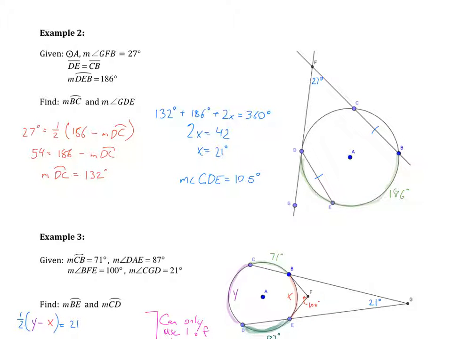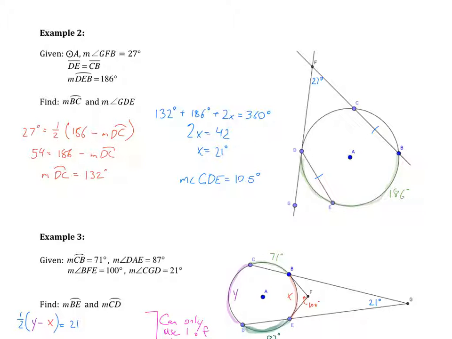So in this problem, we have circle A, given here. GFB equals 27, DE and CB are congruent, so those are marked, and DEB, this whole length, is 186. Find the measure of BC and the measure of angle GDE.